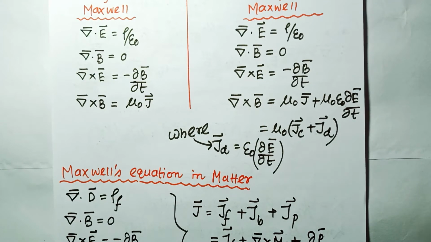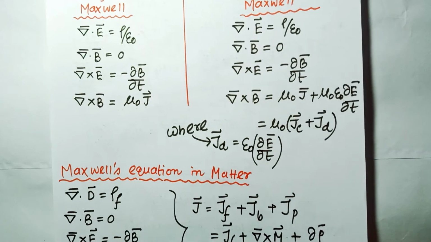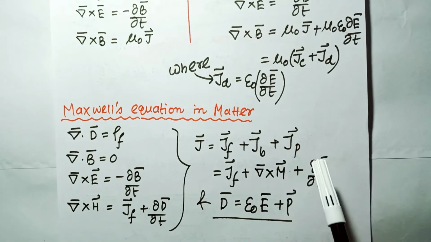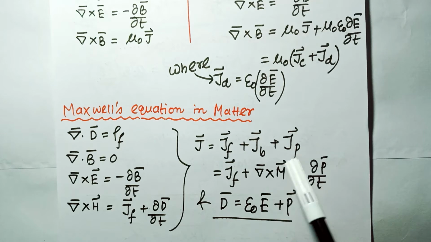Now the Maxwell's equations in matter: how does the electromagnetic radiation behave in matter? We can also get four different equations. Divergence of D is equal to rho f, where D is called the displacement vector. The divergence of B is equal to 0 as before. Curl of E is equal to minus del B by del t, and curl of H is equal to Jf plus del D by del t, where we can write the total current density as Jf plus Jb plus Jp, where Jf is the current density for the free charge, Jb is the current density for the bound charge, and Jp is the current density for the polarization charge.